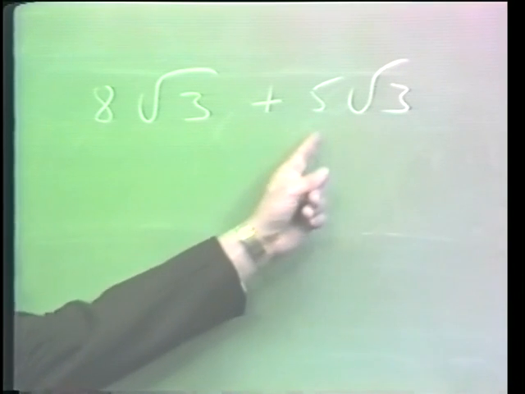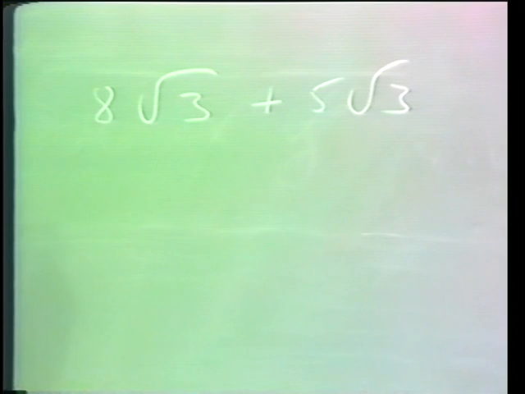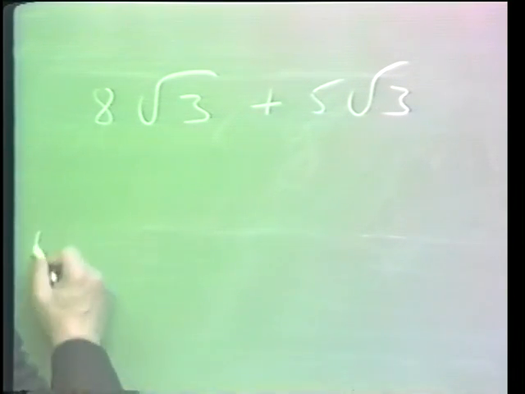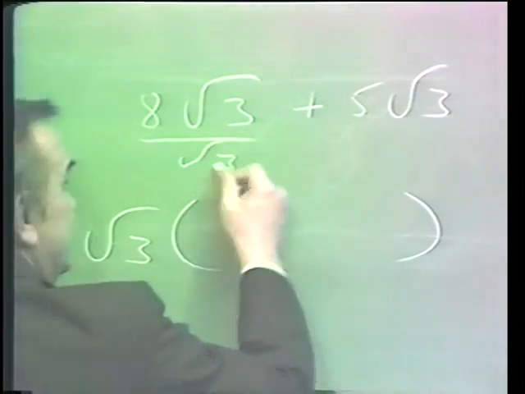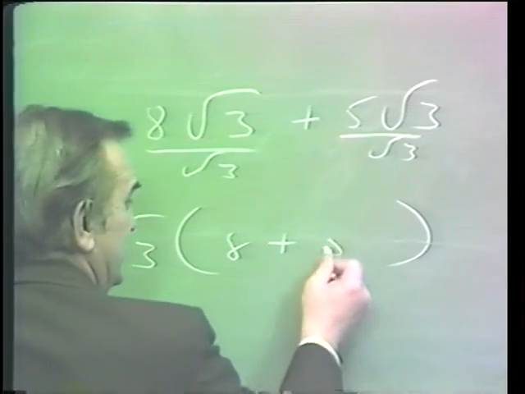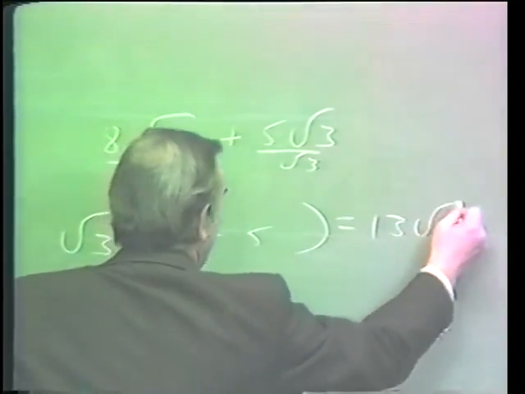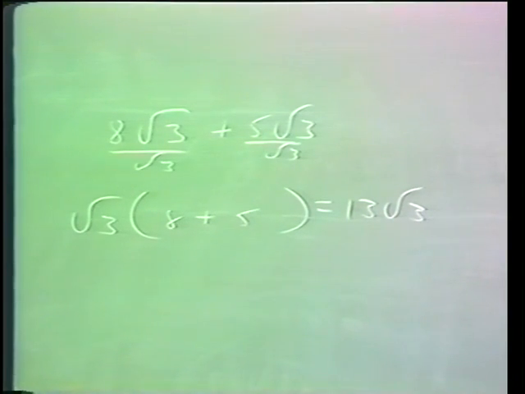Very, very simply. How many terms do we have in this problem? 2. Question. Is there any common factor that I can extract from these 2 terms? What do they have in common that I can take out? Square root of 3. If I extract the square root of 3, that means I'm going to have to divide each of these by the square root of 3. I come out with 8 plus 5, as Beeb says, is 13 square roots of 3. That's simple. Okay, let's take a look at this problem.